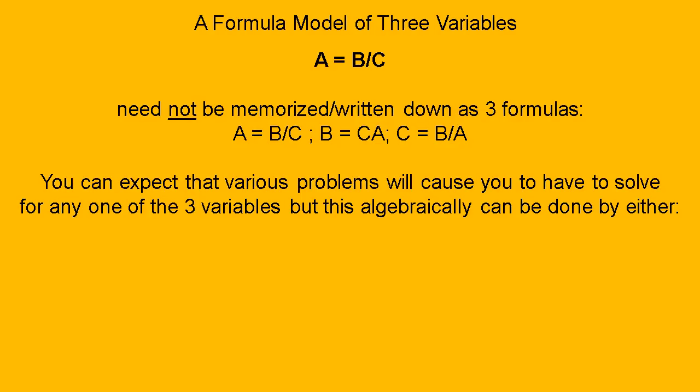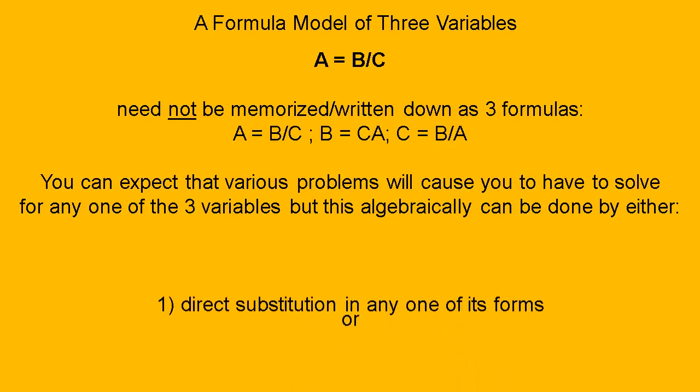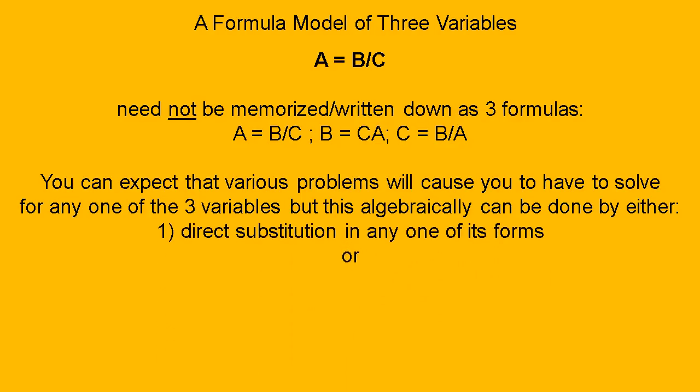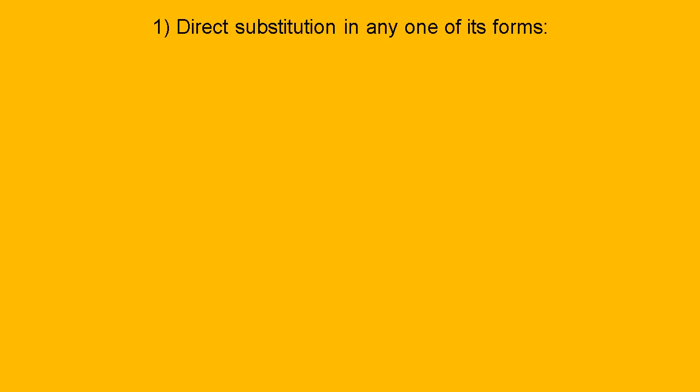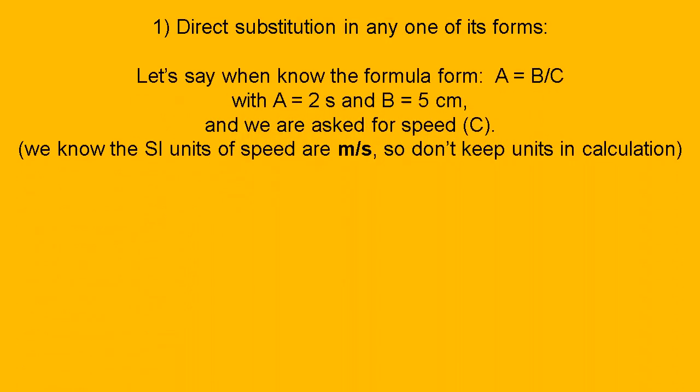But this algebraically can be done by either direct substitution into any particular one of these forms, so you only have to know one, or by rearranging algebraically the formula that you know and solve it first for the letter that you don't know and then substitute numbers. Direct substitution in any one of the forms would be like this.